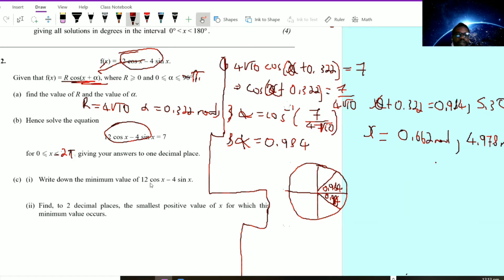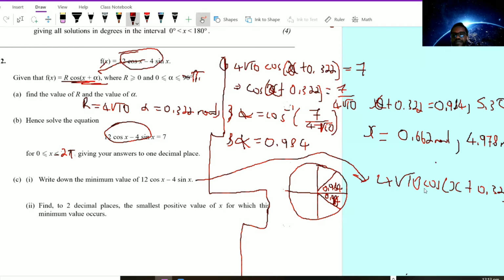All right, write down the minimum or maximum. Write down the minimum value of 12 cos x minus 4 sin x. Once again, we're going to refer to the form that it is in, which is 4 root 10 cos x plus 0.322. All right, when you have it in this form, it's easy to know. The maximum value is 4 root 10. The minimum value is negative 4 root 10.